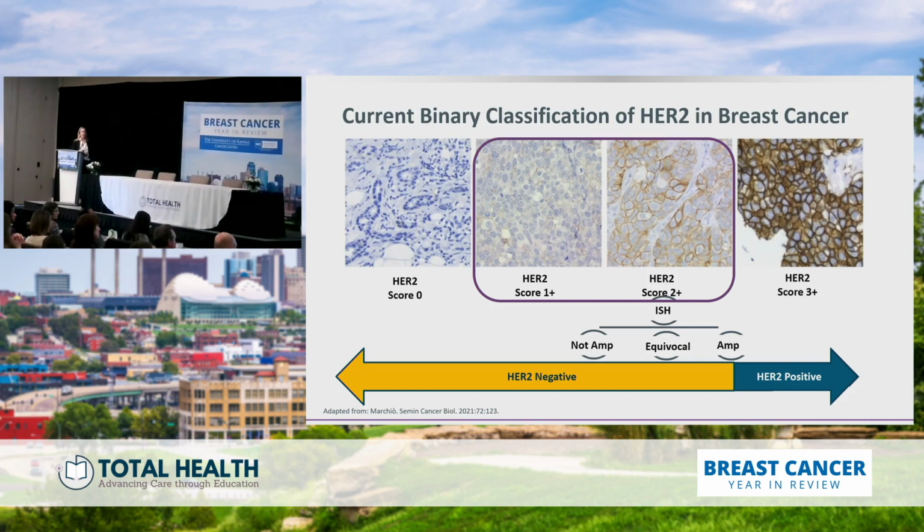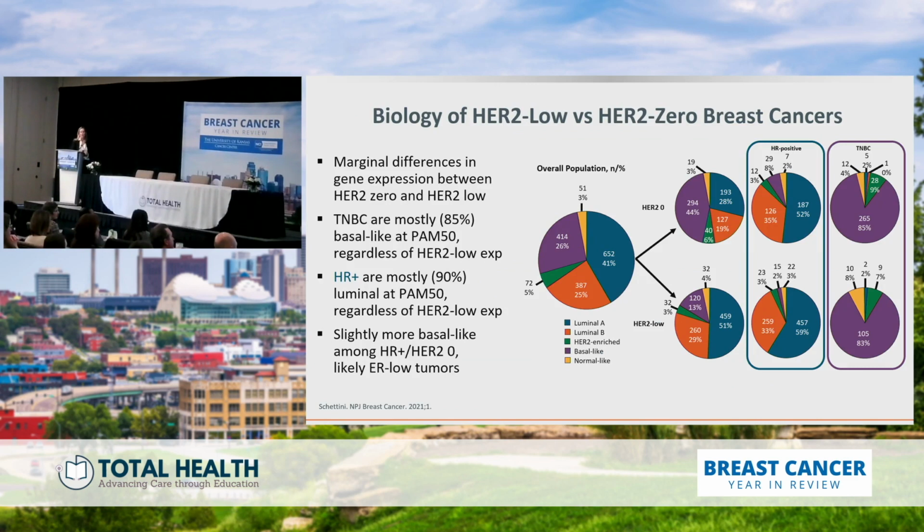So this led to a binary classification of disease. It was either HER2 positive or HER2 negative. And this paradigm is now being revisited as we think about HER2 low disease. And we'll talk about why in a moment. But there are some interesting observations around HER2 low disease.